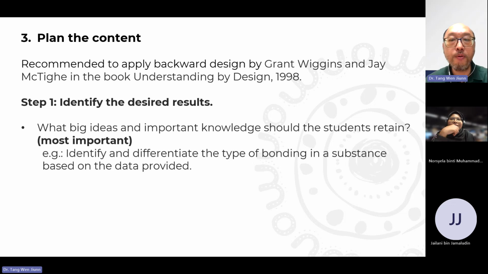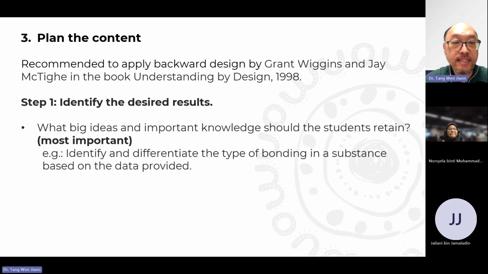So we already know our coverage of the topics. Now we want to create the content. Over here, we use what we call backward design. This one is by Grant Wiggins and Jay McTighe. The gist of this backward design is to tell us how to plan very good content. This part here is a bit overlapping with what I mentioned earlier.